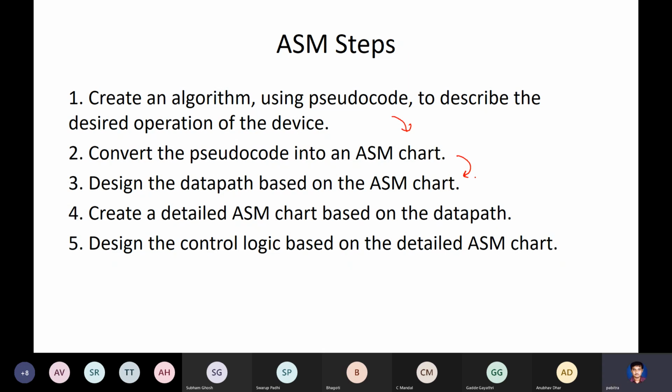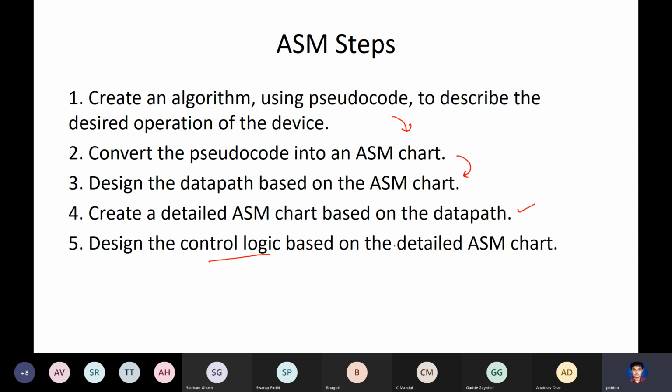Okay. So now ASM charts can be at various levels. So you have maybe a higher level of abstraction ASM chart. Once you design the data path and have your registers, you can rewrite the ASM chart involving the registers and new state definitions. Now, once you have this detailed ASM chart, you design the control logic based on it.